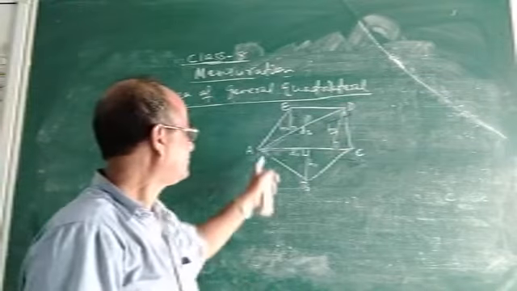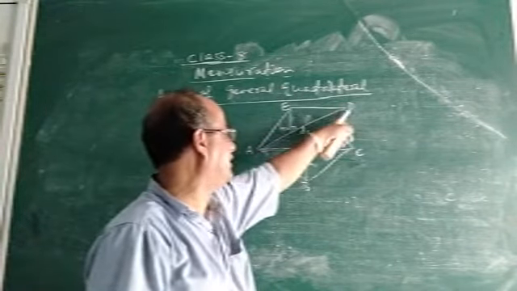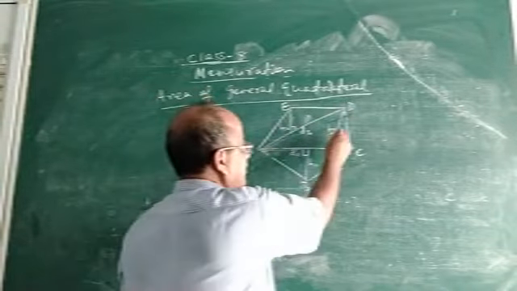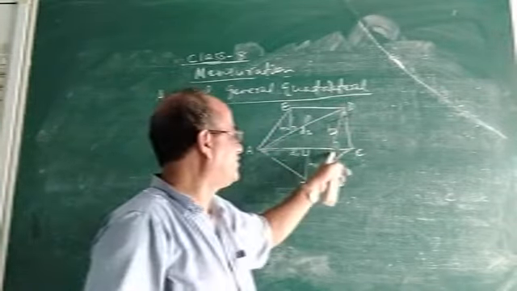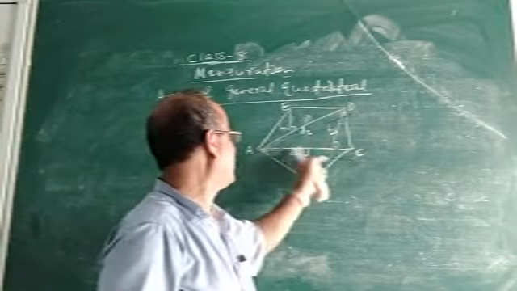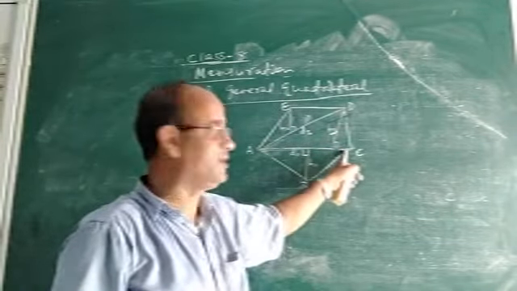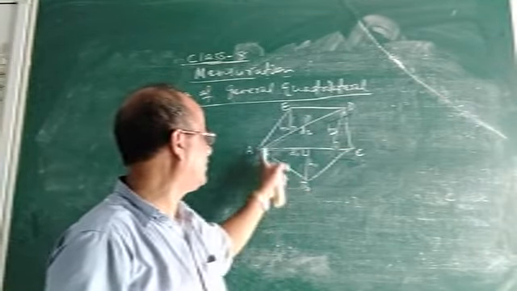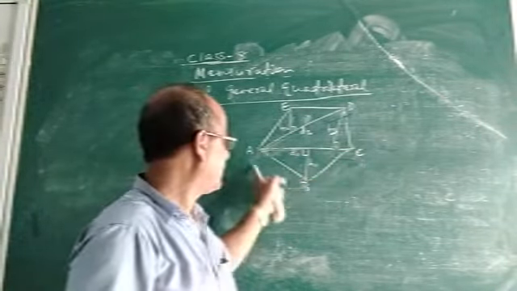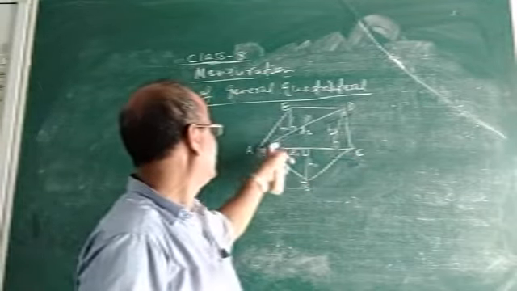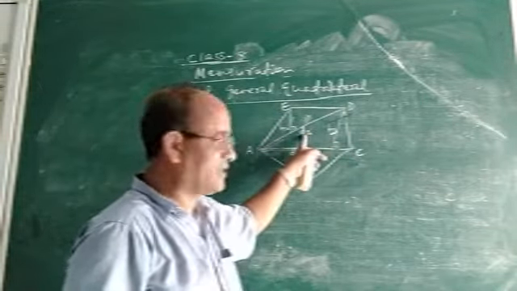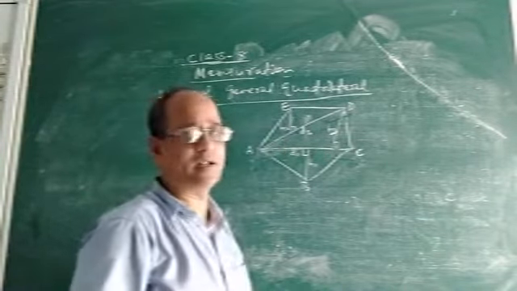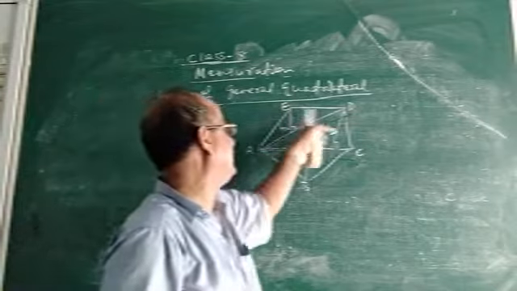To find the area of ACD, you take AC as the base and H3 as the altitude. This is your H3, the altitude, and this is the base. So you can easily find the area of triangle ACD. AC is the base, H1 is the altitude, so you can easily find the area of triangle ABC. Similarly, AD is the base, whose length is suppose D2, and this is the altitude H2. You can easily find the area of triangle ADE.